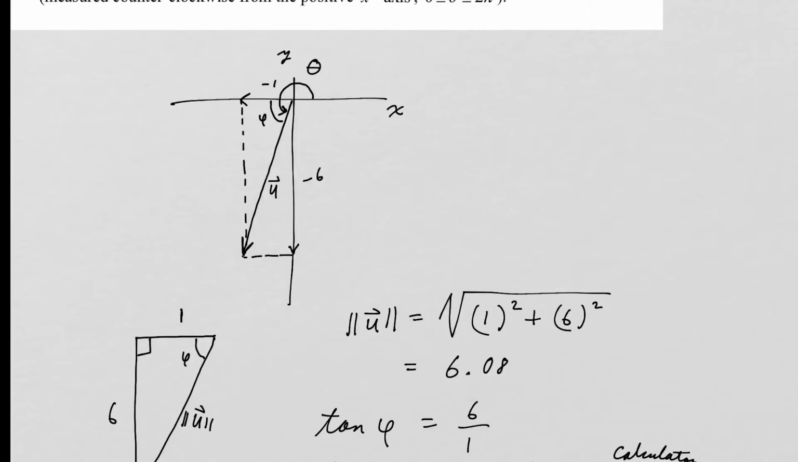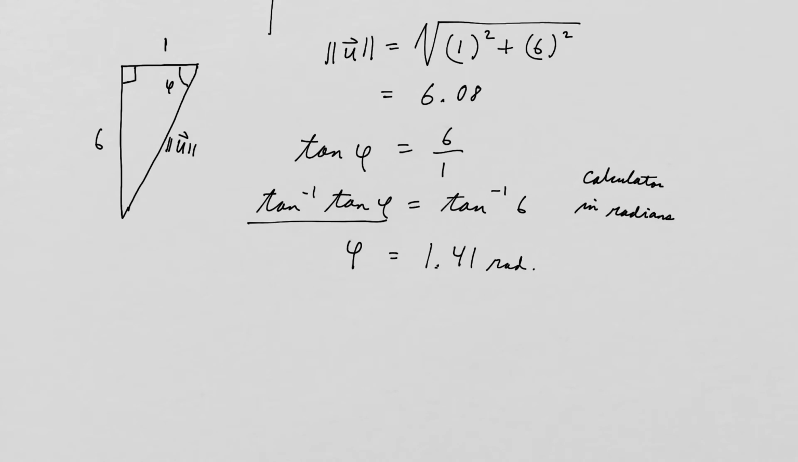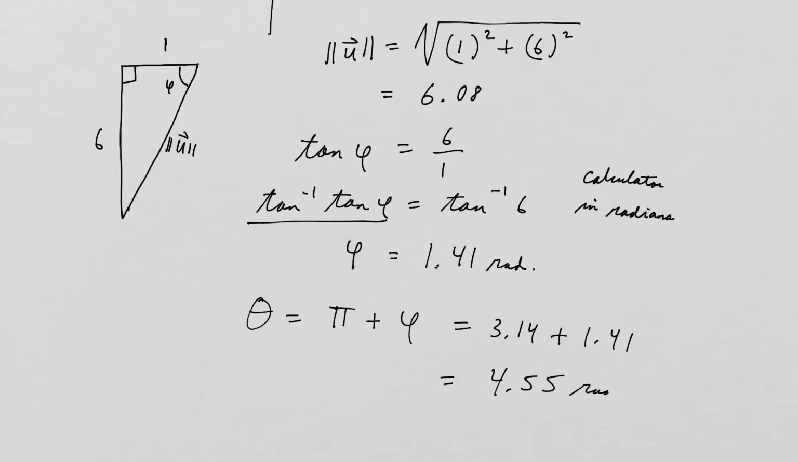So to figure out theta, I need to add phi to pi, right? 180 degrees, which is the same as pi radians. So since we're in radians, to get theta, I'd have to add pi plus phi. Pi is around 3.14, or you could just use whatever your calculator gives you, plus 1.41, and that turns out to be 4.55 radians. So the magnitude is 6.08, and the direction from the positive x counterclockwise would be 4.55 radians.